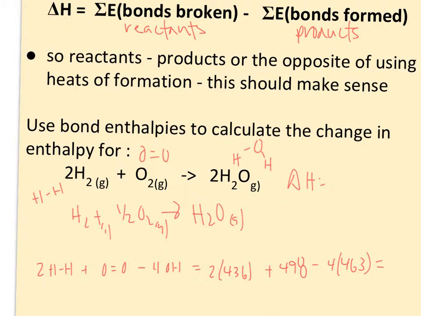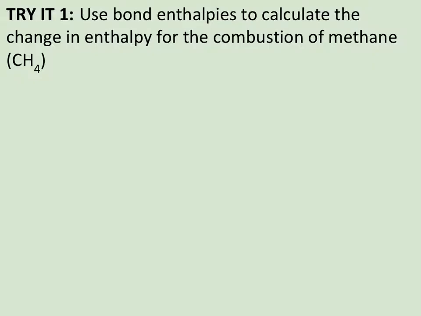If I were doing it for the second equation, then I would divide this by 2, and this would be negative 241 kilojoules per mole. And either way is fine. You just have to be aware of when you're labeling if it's appropriate to label it as kilojoules per mole or not. So here's one for you to try.